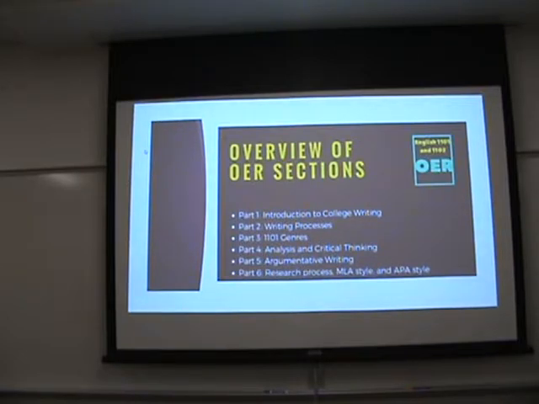We didn't call these, though, the 1102 genres because teachers in 1101 might want to teach analysis and argumentation. But 4, 5, and 6 were more geared toward 1102. So part 4 is analysis and critical thinking, applying those thesis development skills. Part 5 talks about argument. And then part 6 has a research process.